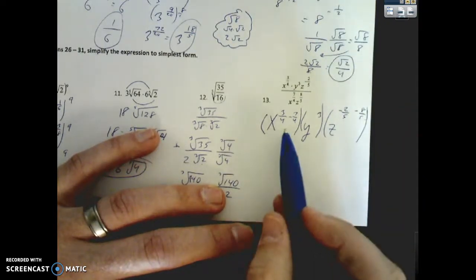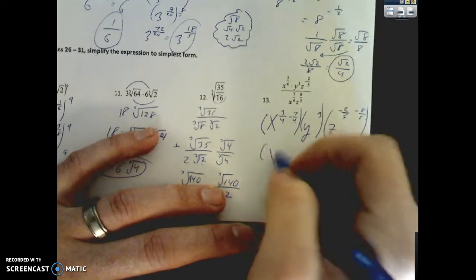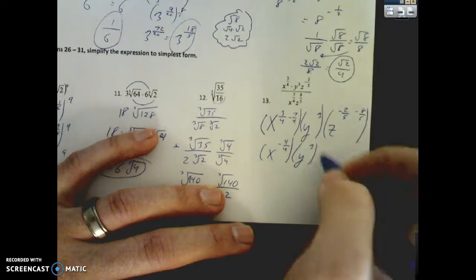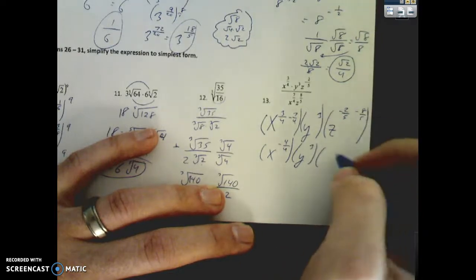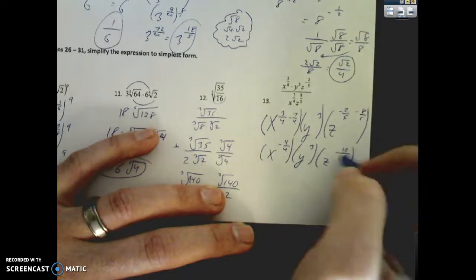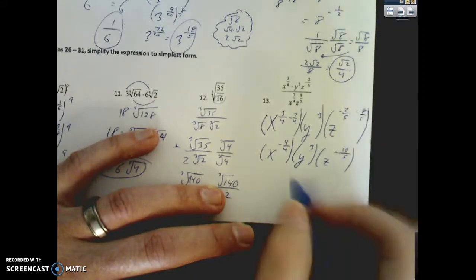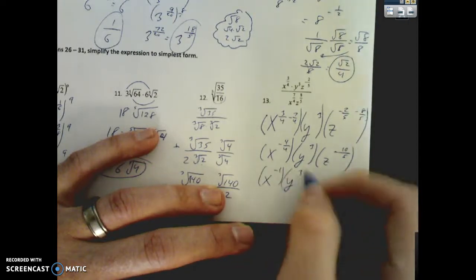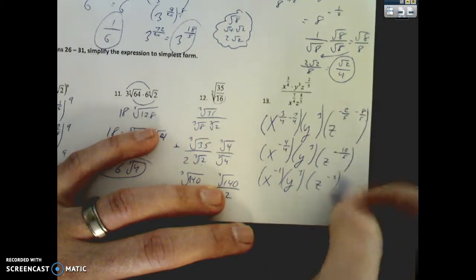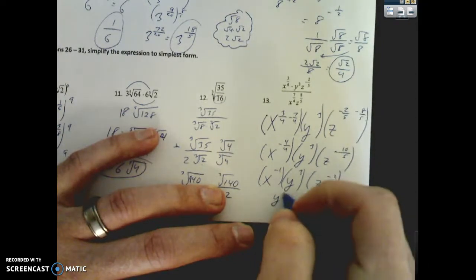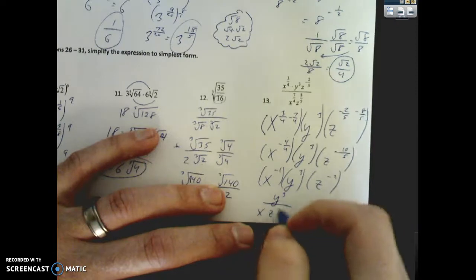Here, 3/4 minus 7/4 gives me negative 4/4. Y to the 3rd stays the same. Negative 2/5 minus 8/5 is negative 10/5. Okay. This breaks down to negative 1. Stays the same. This breaks down to negative 2. All the negative exponents I send downstairs. The y to the 3rd stays up top. X, z squared.